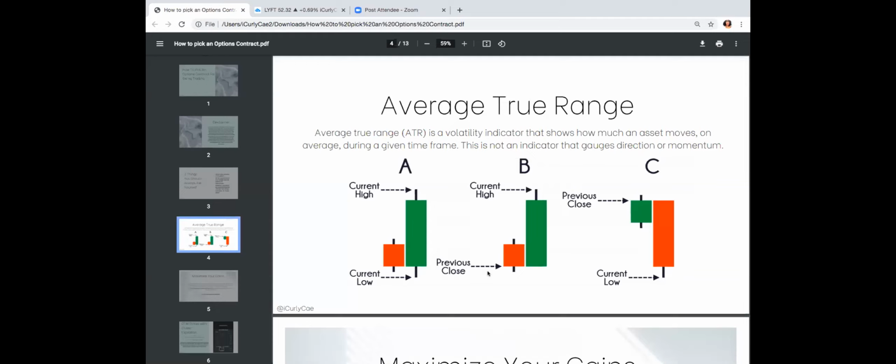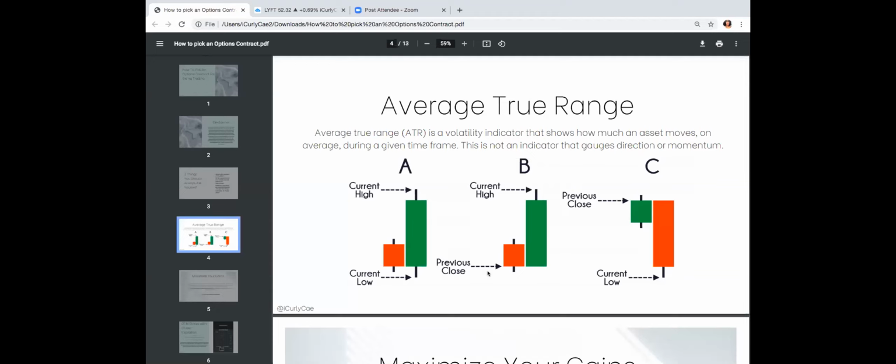Now, just to let you know with the average true range calculator, I know you see it on the screen, but it's a volatility indicator that shows how much a stock can move. That's why it's so dope, because it's literally going to tell you, based upon the time frame you're looking at, how much dollar-wise that particular stock can move. But remember that it gauges the movement in price, but it does not gauge the momentum or the direction of the stock. Just want to make that clear.